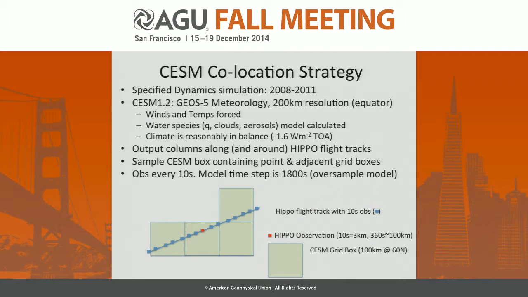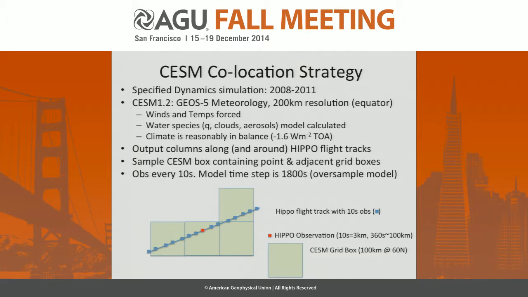And I should also note that this took a little bit of work, but the climate of this model, because we're running it for 3 years over the whole HIPPO period, I can actually look at the climatology, and we're actually in somewhat radiative balance. So this does resemble Earth, which it doesn't necessarily need to because there is no energy conservation when you force the winds and temperatures. But we've constructed this so we're getting reasonable representation of the clouds. Our global cloud fractions are approximately correct.